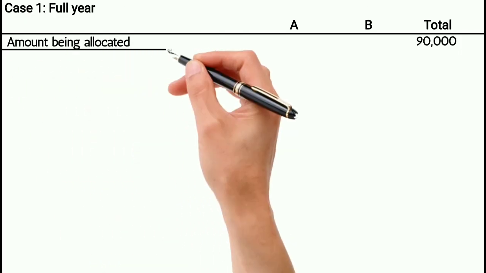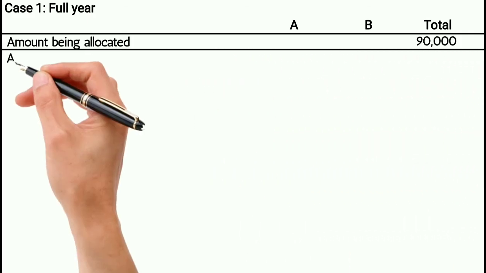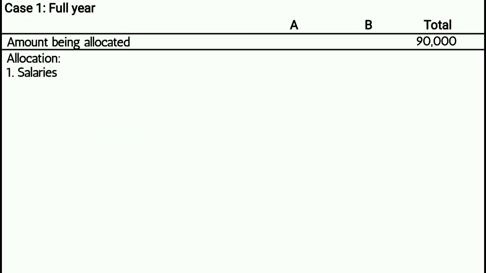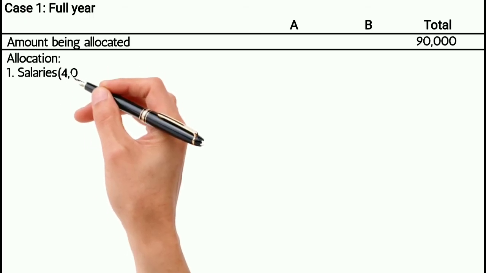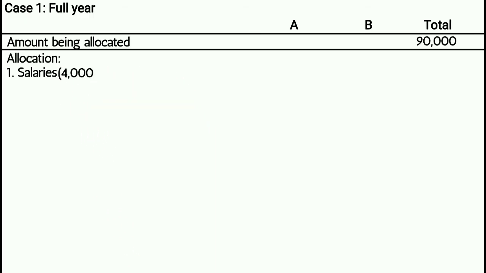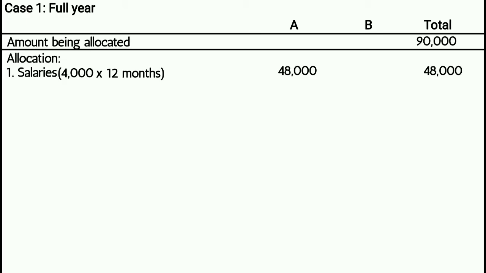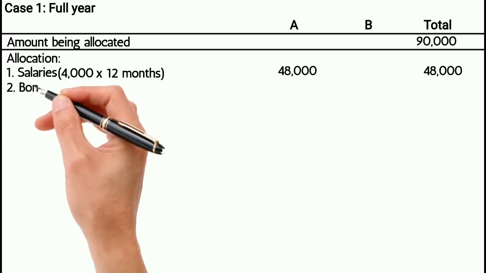The amount being allocated is 90,000 pesos. Let's now do the allocation. Unahin natin yung salaries. Dito sa problem, merong monthly salary na 4,000 para kay A. That means kailangan pa nating i-multiply yan sa 12 months to get the annual salary. 4,000 pesos times 12 months, that is equal to 48,000 pesos. Next, bonus.